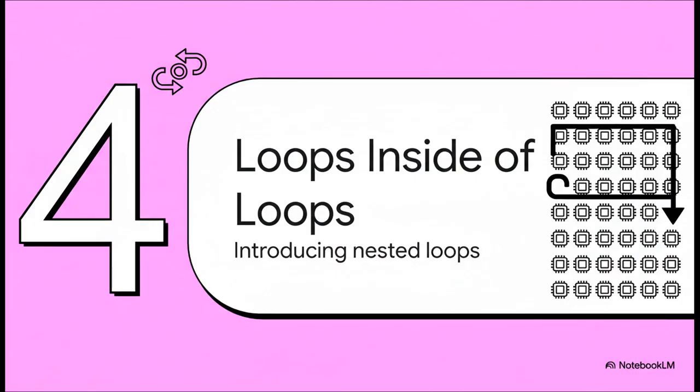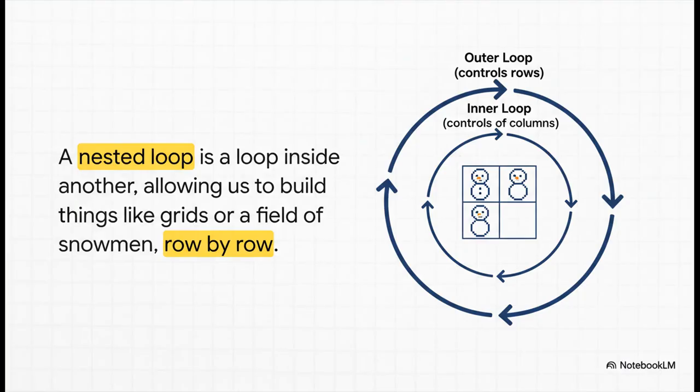Well, this technique is the key to working in 2 dimensions, like building a grid with rows and columns. This, my friends, is where we use a nested loop. The idea is actually pretty simple. You have an outer loop that's in charge of the rows, and for each of those rows, an inner loop runs to build out all the columns. It's perfect for creating tables, grids, or a field of digital snowmen.